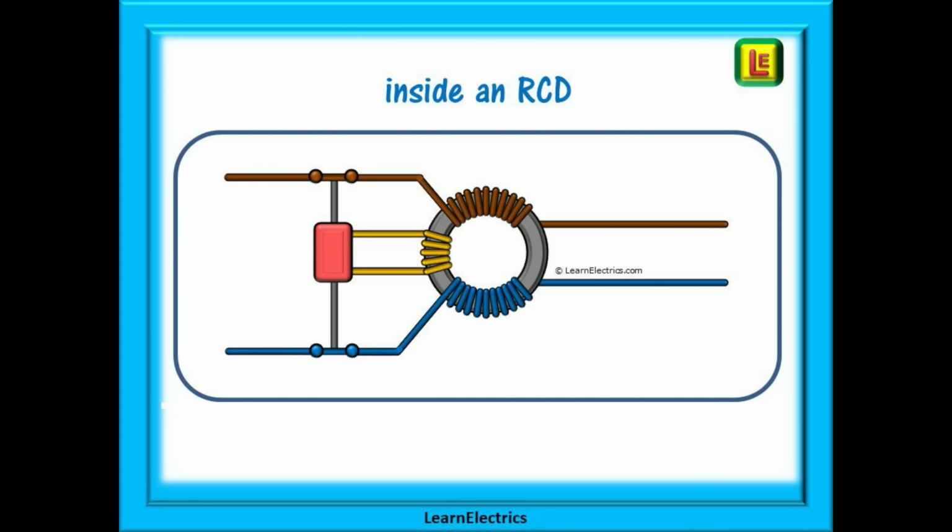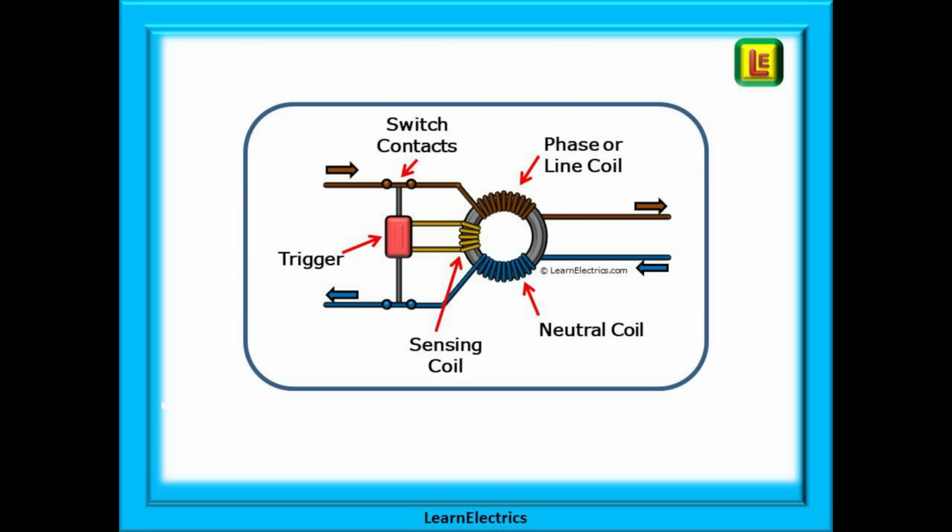If we look inside any RCD type device, we will find that the basic RCD part is very much the same. There is a toroidal ring made of metallic alloys that is very sensitive to current changes within it. Around this are wrapped two coils, the phase or line coil and the neutral coil. As current flows along the line coil, it induces a current to flow in the toroid. If the neutral current returning from the circuit is the same as the line, for example 5 amps in and 5 amps out, then an equal and opposite current is induced in the toroid.